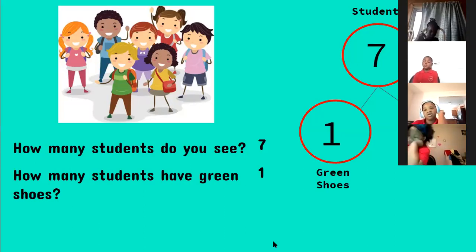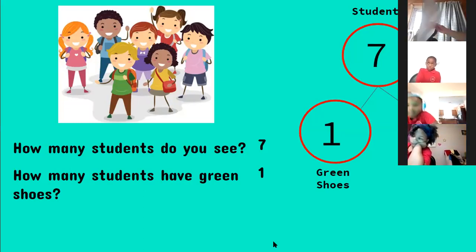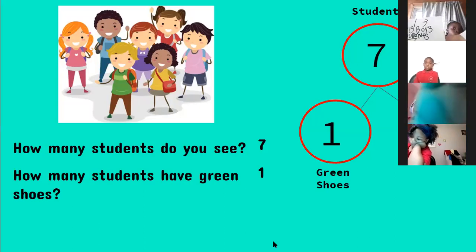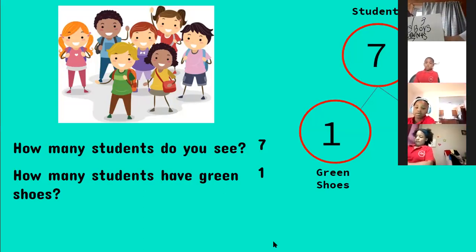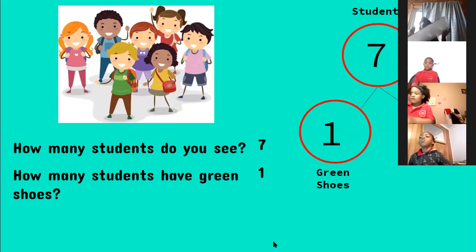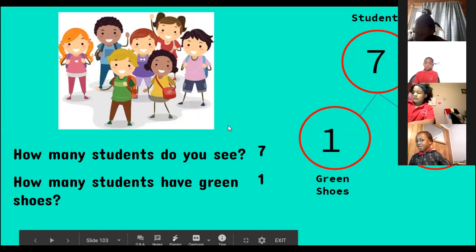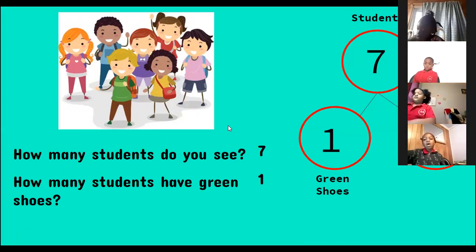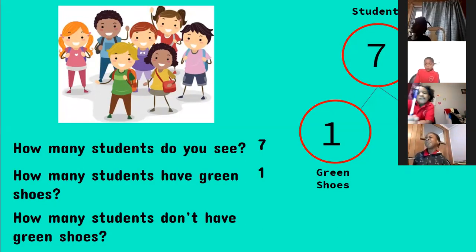Carter, what's my part? So we already have 1, so your part is 6. My part is 6, Carter. How did you know that? Because I split 1 up and then I counted the rest. Okay. So that's the students that don't have green shoes.